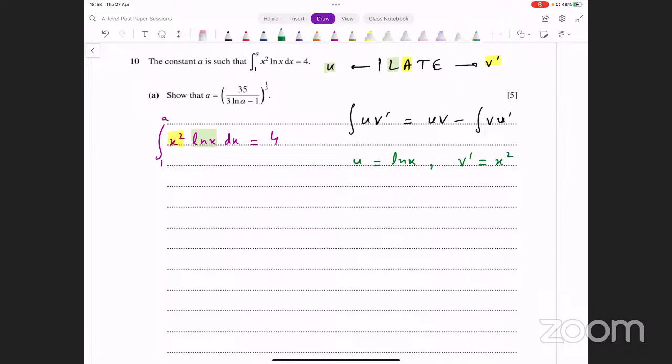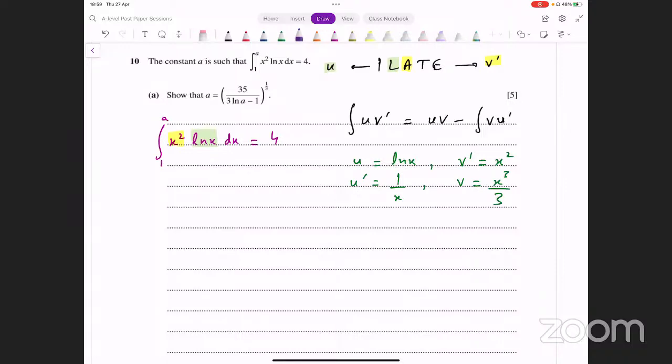अब आपको क्या करना है? u equals ln x है, इससे आपको u dash figure out करना है. What does that turn out to be? ln x का derivative, that's 1 over x. v dash आपके पास x square है, इसको आप इंटीग्रेट करेंगे, ये क्या आ जाएगा? x cube over 3. These are the 4 things that you need.